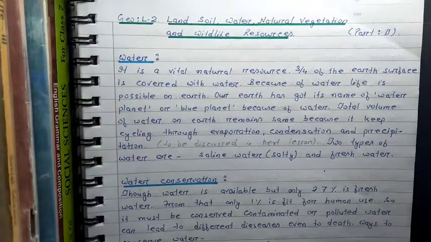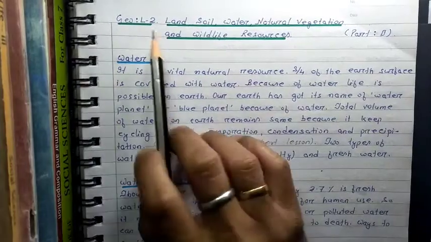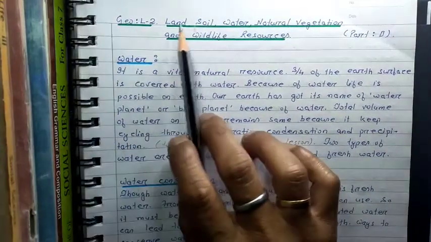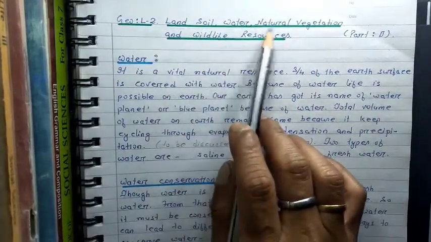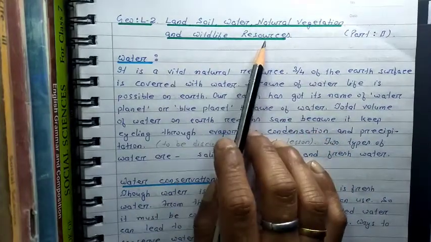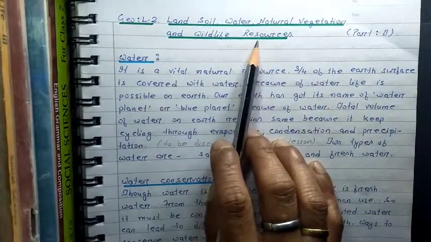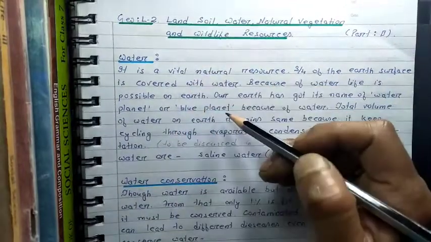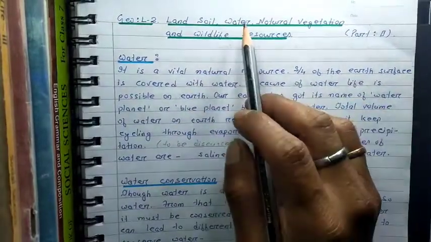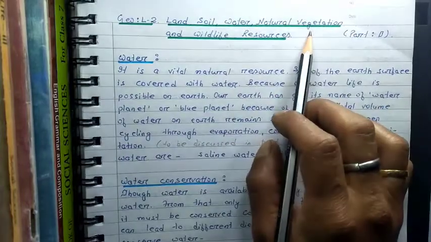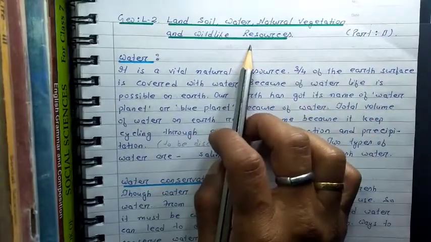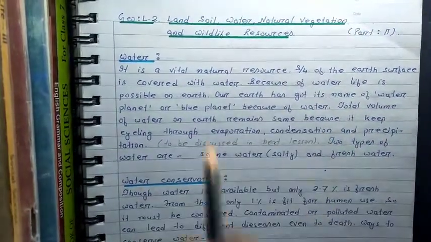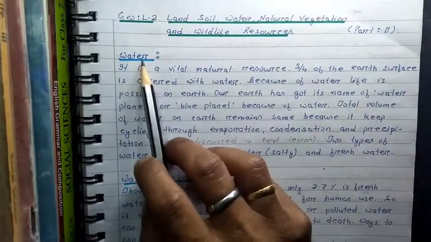Today we shall discuss the second part of your lesson 2 of geography, that's about land, soil, water, natural vegetation and wildlife resources. As we already discussed land and soil in our previous video, in this chapter we shall deal with water, natural vegetation and wildlife resources. First of all, let me tell you something about water.